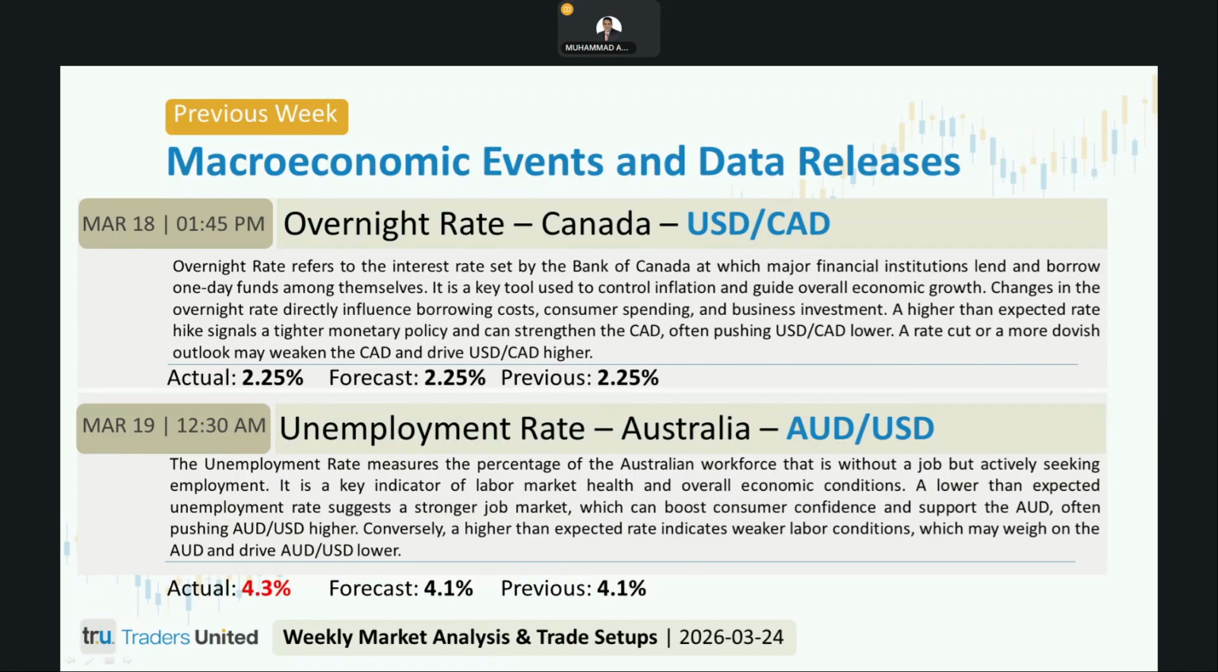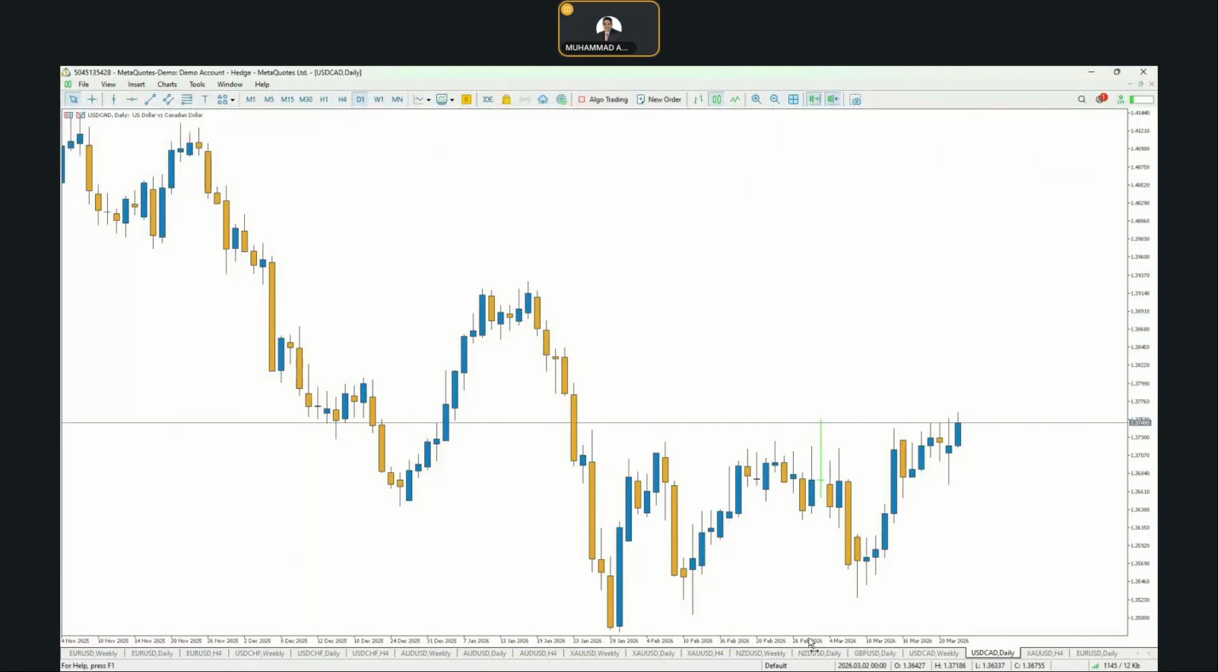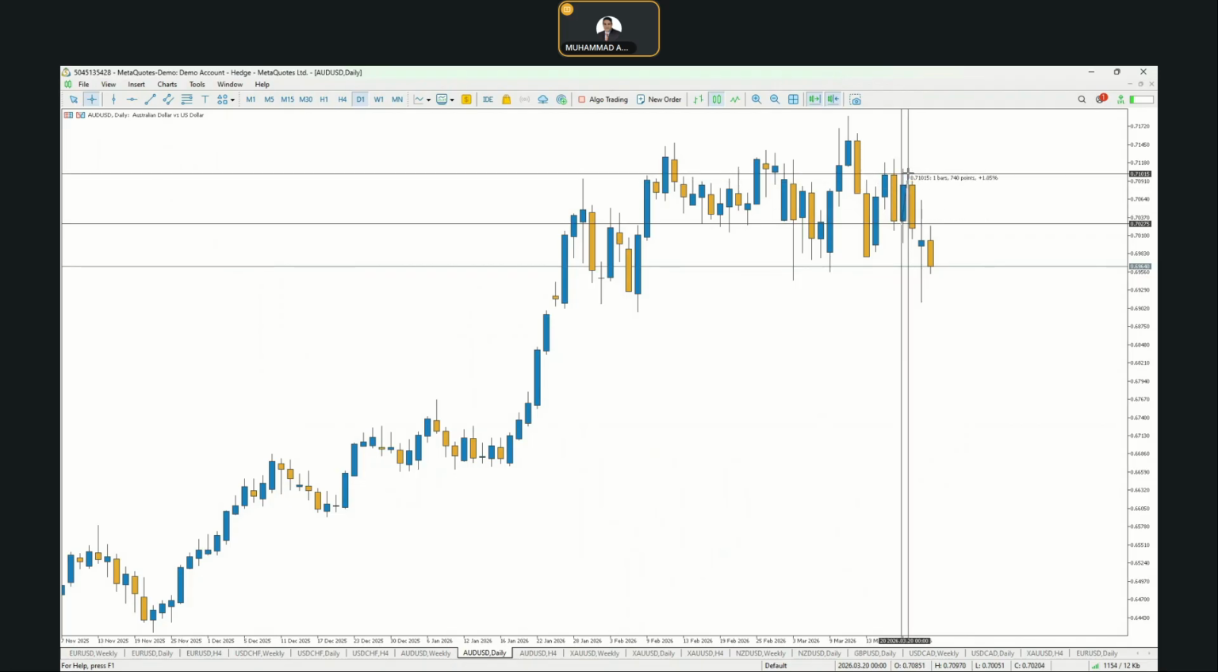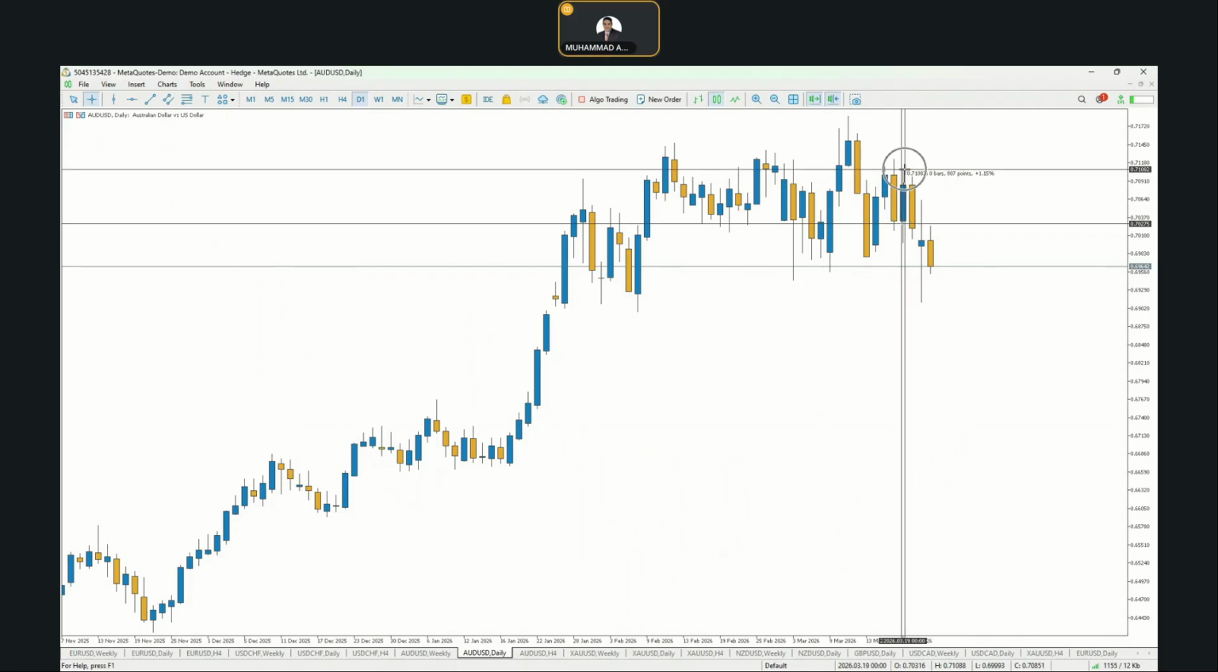Normally, such data would put pressure on the Australian dollar. However, despite the weaker reading, AUD/USD moved higher after the release. Let me show you the price chart of the AUD/USD currency pair. So we go over here, and the news came in around this time on the 19th, and the AUD/USD currency pair actually moved higher.